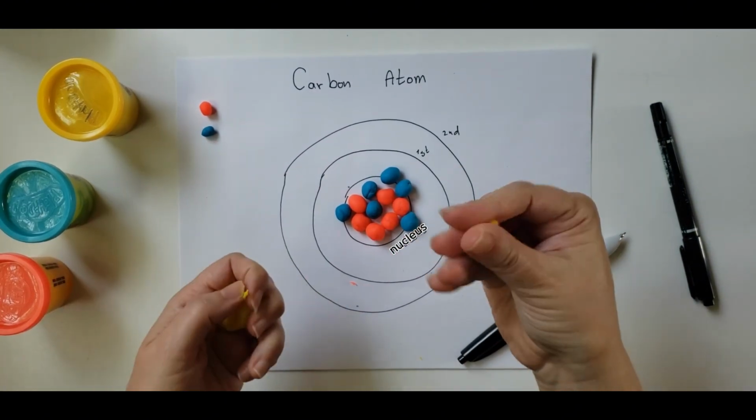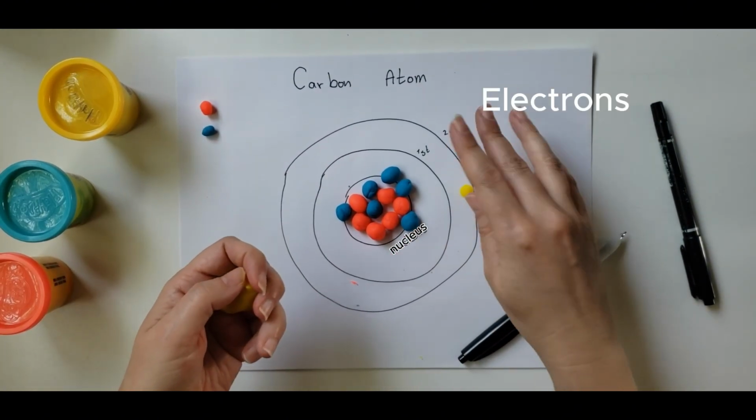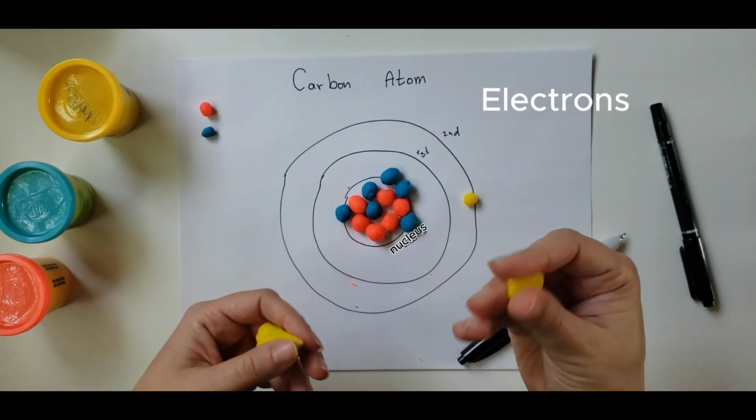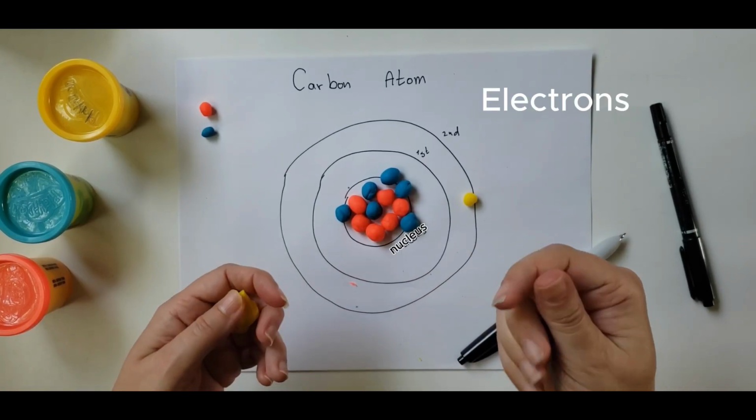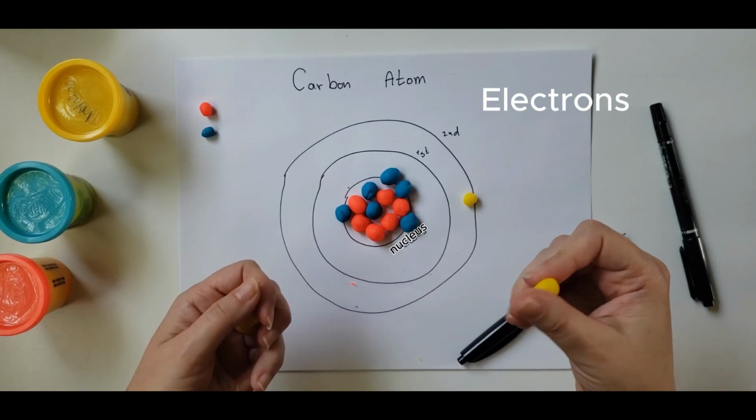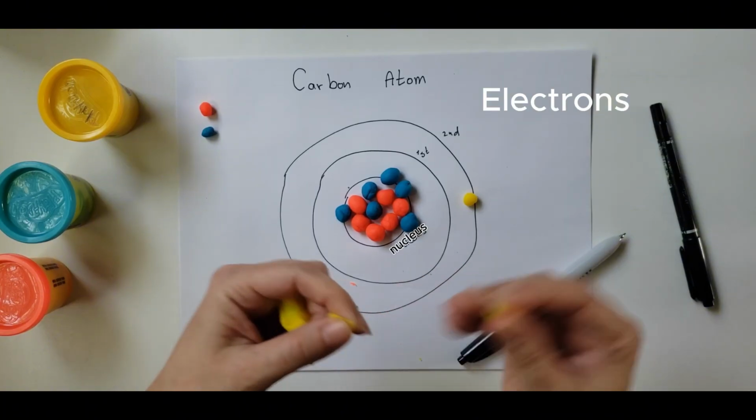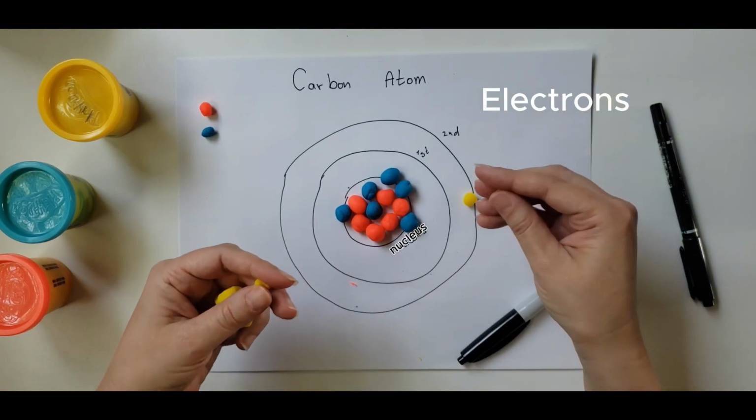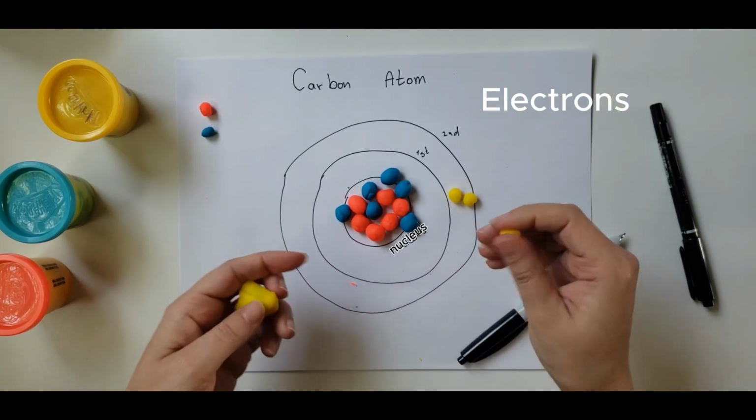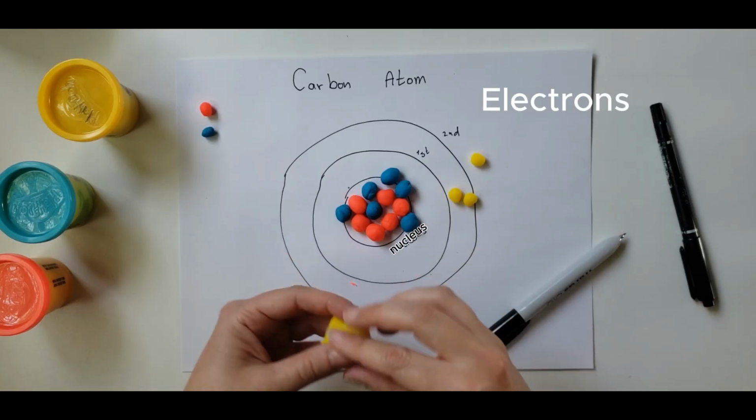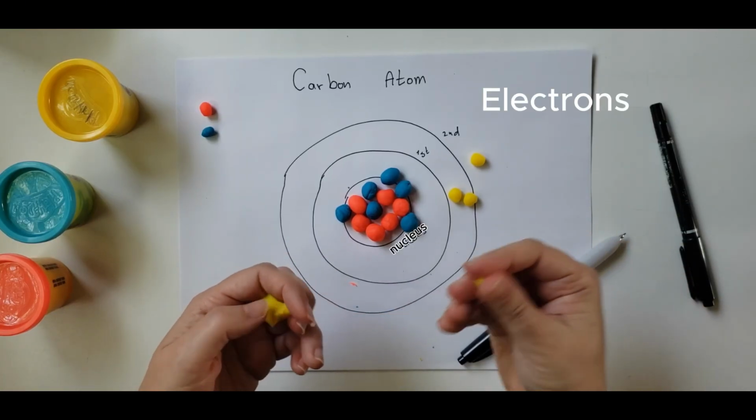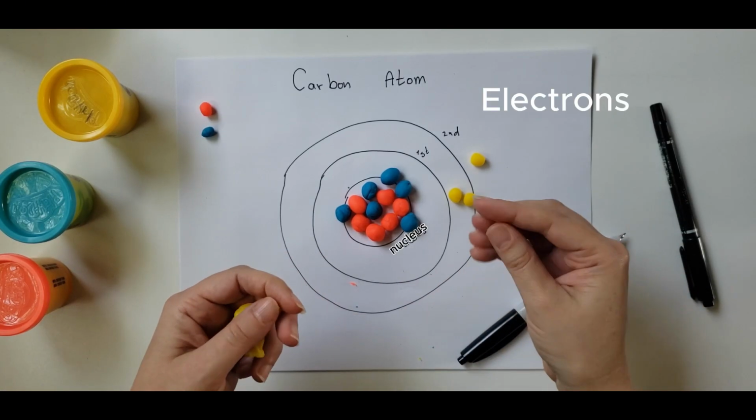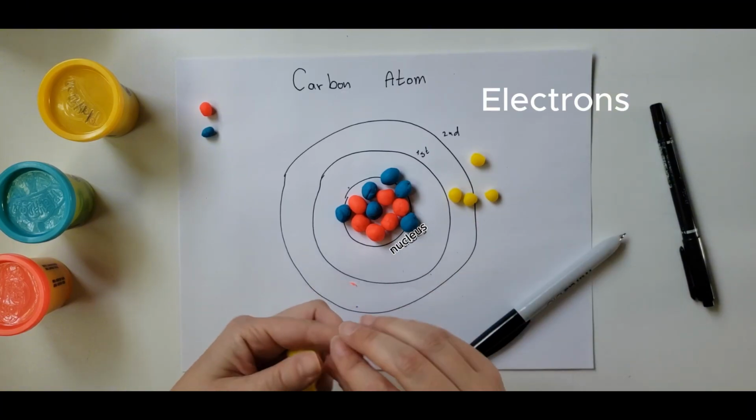Finally, let's make our electrons. I chose the color yellow for the electrons. And I'm going to make 7 balls, 6 balls for the electrons in the electron shells, and 1 more for the legend. The electrons have a negative charge, and they spin around the nucleus.